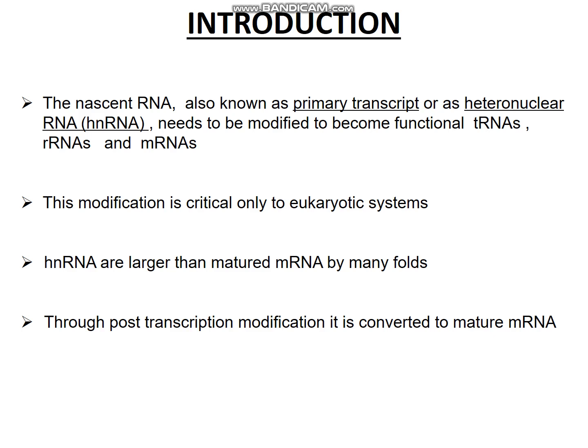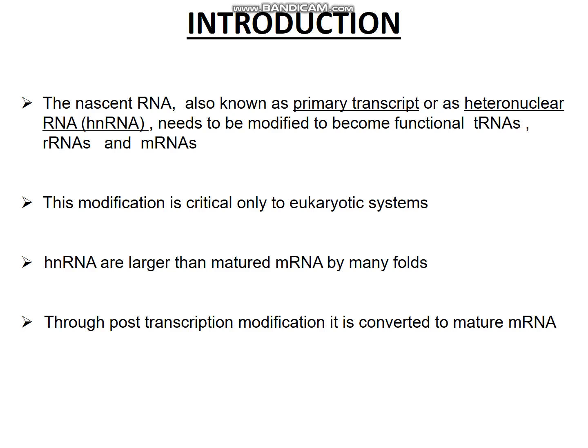Before our mRNA leaves the nucleus and enters the cytoplasm, wherein it attaches to the ribosome and goes for the protein synthesis, our mRNA has to undergo several important types of modifications, which include several post-transcriptional modification processes. Thus, the nascent RNA, which is also known as the primary transcript or hnRNA, needs to be modified to become a functional tRNA, rRNA, and an mRNA.